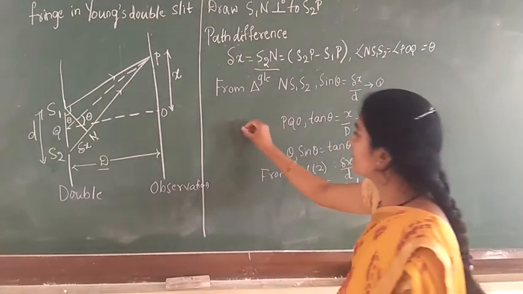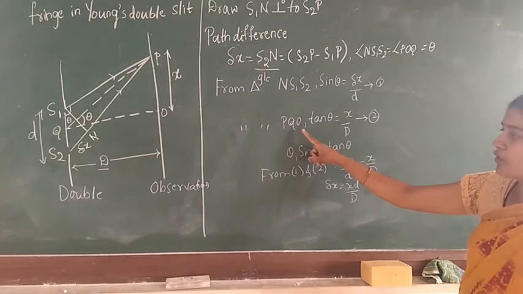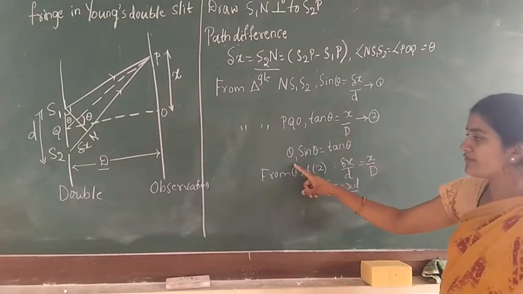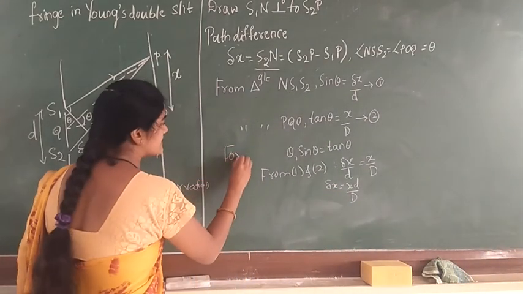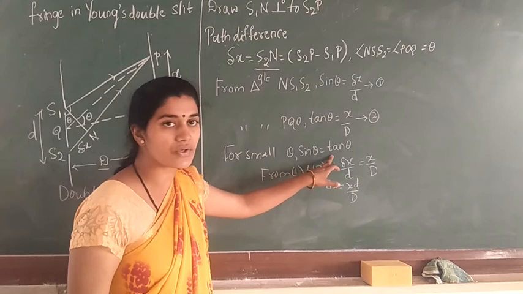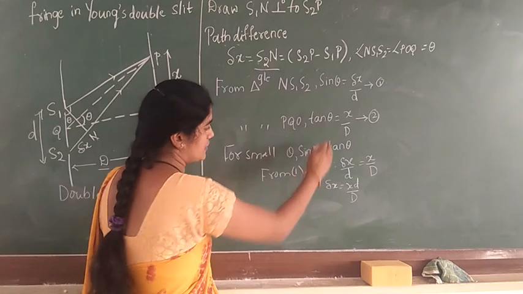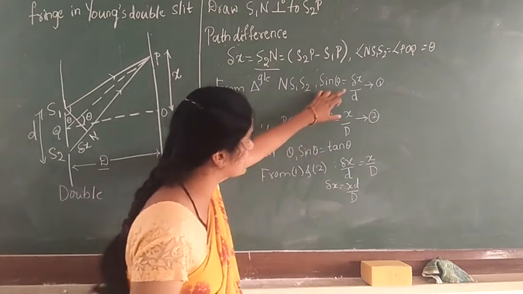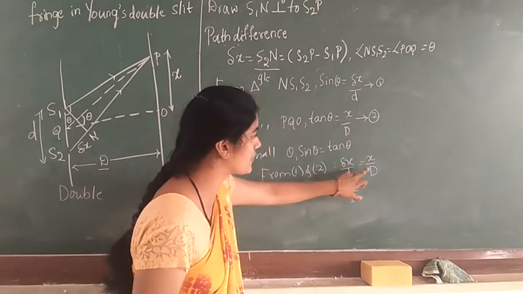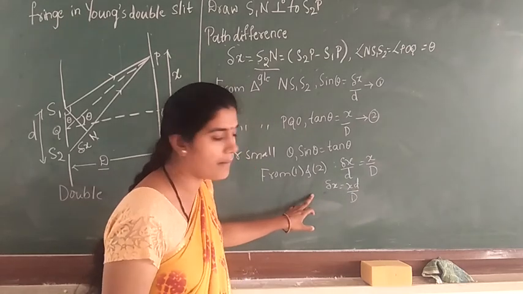Therefore, from the triangle PQO, we are getting tan theta. Tan theta is equal to x by D. This is equation 2. Now for the small value of theta, sin theta is equal to tan theta. From equation 1 and 2, delta x by d is equal to x by D. Therefore, delta x is equal to x into d by D. Delta x is the path difference.